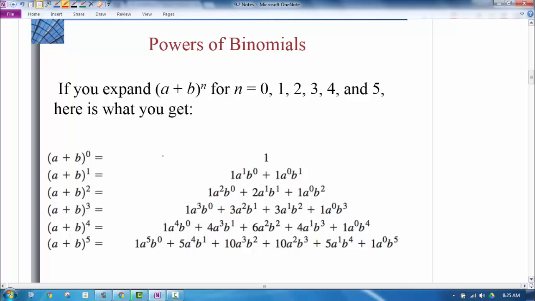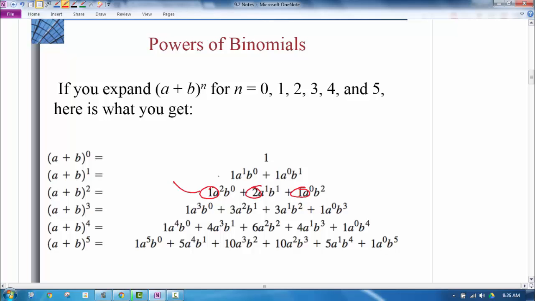Okay, here's basically the binomial theorem. If you have a plus b to the 0th power, that's just obviously 1. If you have it to the first power, we know what that looks like. We can write it like this, though. If you have it to the second power, then it's 1 a to the second b to the 0th plus 2 a to the first b to the first plus 1 a to the 0th b to the second. So these coefficients come from the second row of Pascal's triangle.